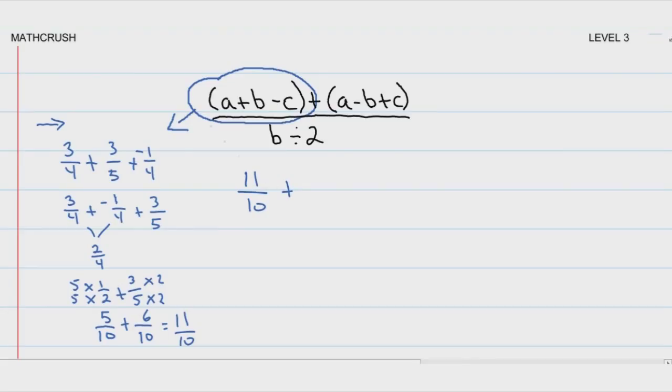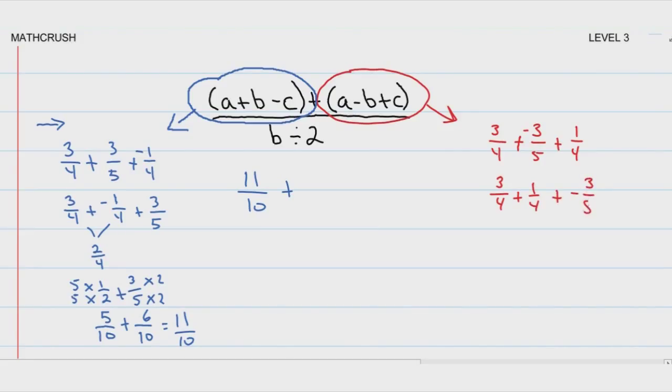Then we have plus. And now we have this other piece over here, this a minus b plus c. I will do this over here so you can better see it. A equals 3/4 minus b, which equals 3/5, plus c, which equals 1/4. And I can do the same thing again. I can change the subtraction to an addition and add a negative. And now I can move the fractions around to help us add. So 3/4 plus 1/4, because they have common denominators, plus negative 3/5.